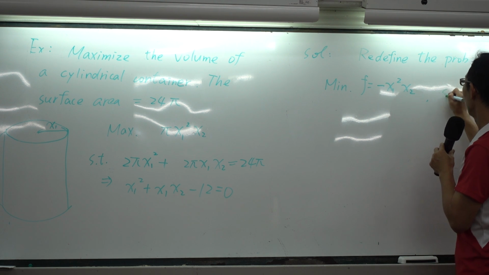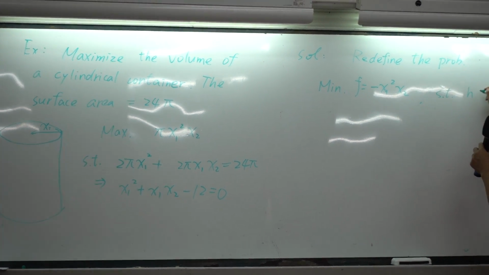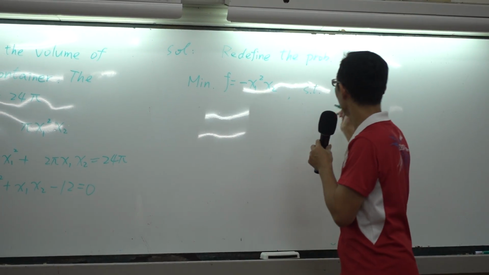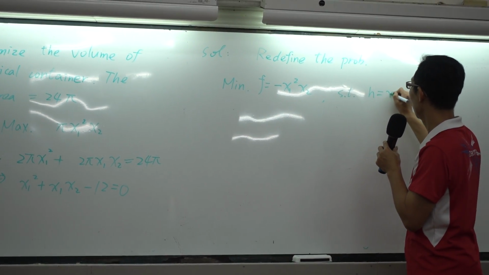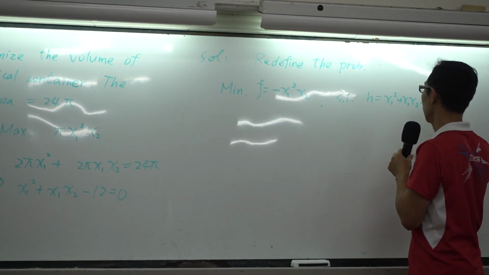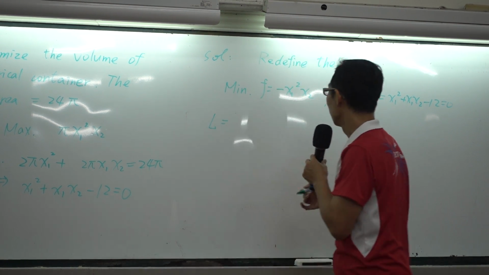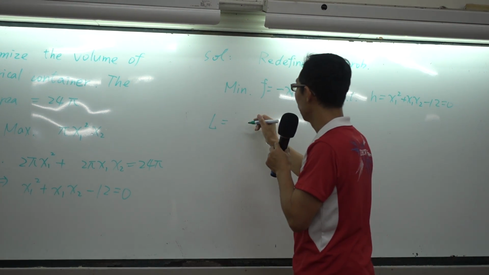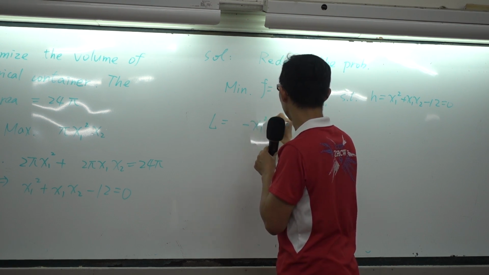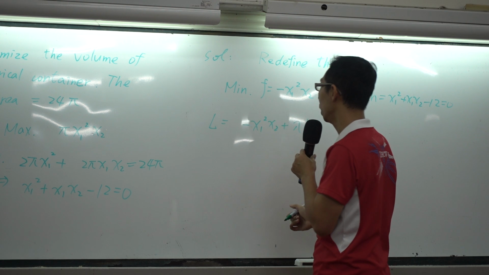So minimize this subject to the constraint, and let's just call this h. Now h, of course, is a function of x1 and x2. h is defined as x1 squared plus x1 x2 minus 12 equals 0. And then we can simply define L as negative of that plus lambda times h. Now I'll just say h over here.